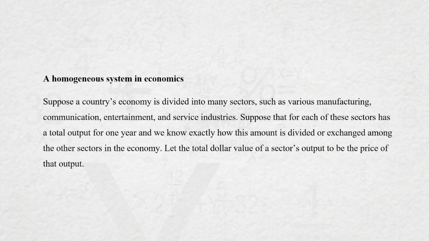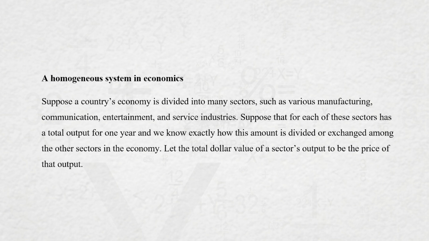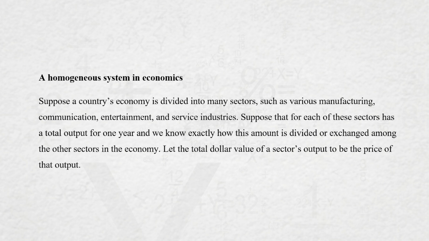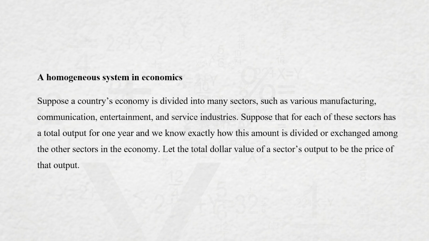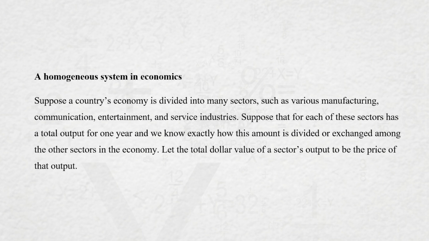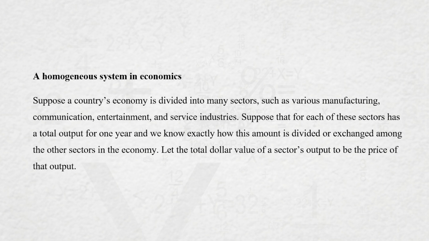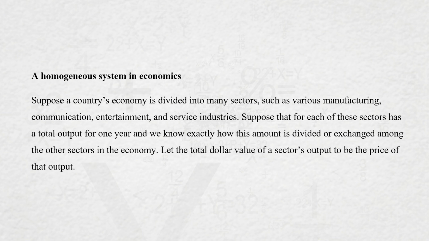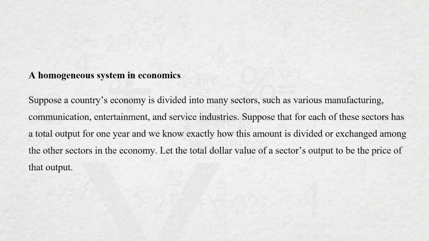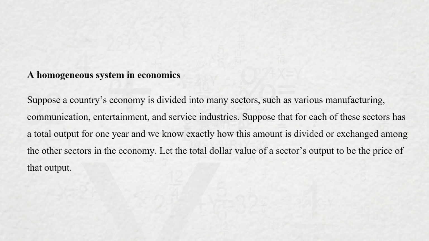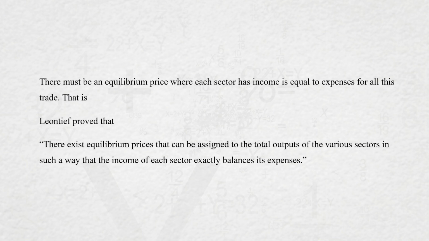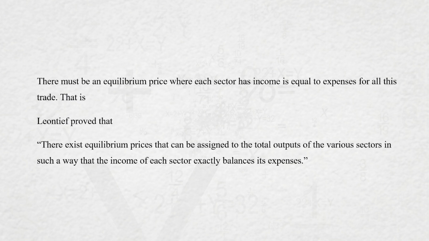A homogeneous system in economics we are going to see now. Suppose a country's economy is divided into many sectors such as various manufacturing, communication, entertainment and service industries. Suppose that each of these sectors has a total output for 1 year and we know exactly how this amount is divided or exchanged among the other sectors in the economy. Let the total dollar value of a sector's output be the price of that output. There must be an equilibrium price where each sector's income is equal to its expenses for all this trade.